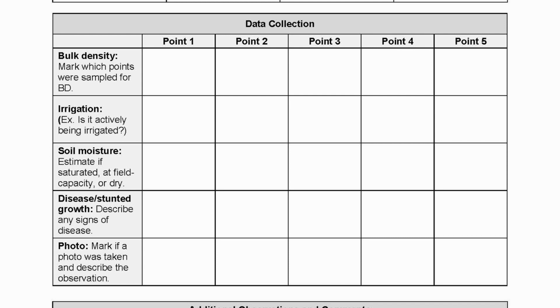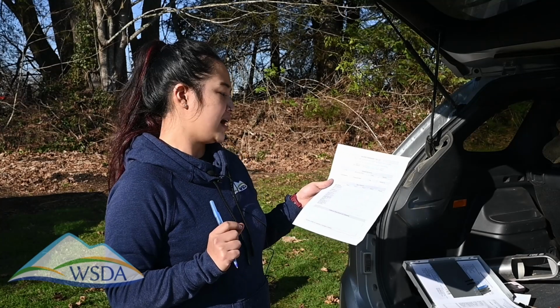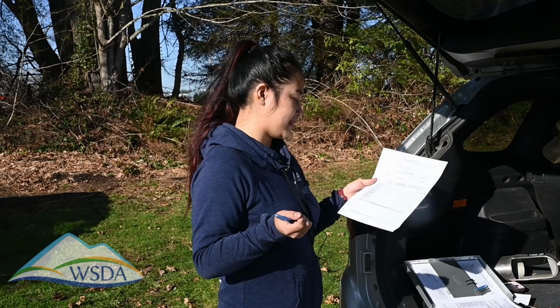If you do note any of these weird scenarios like disease or stunted growth, we ask that you take a picture of it and then mark on the form what that picture was, and then we can link it later to that sample point and that field.